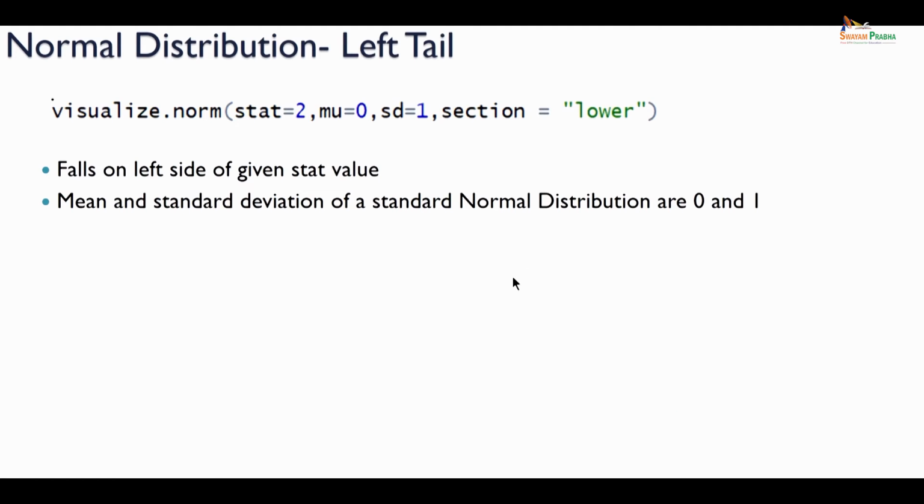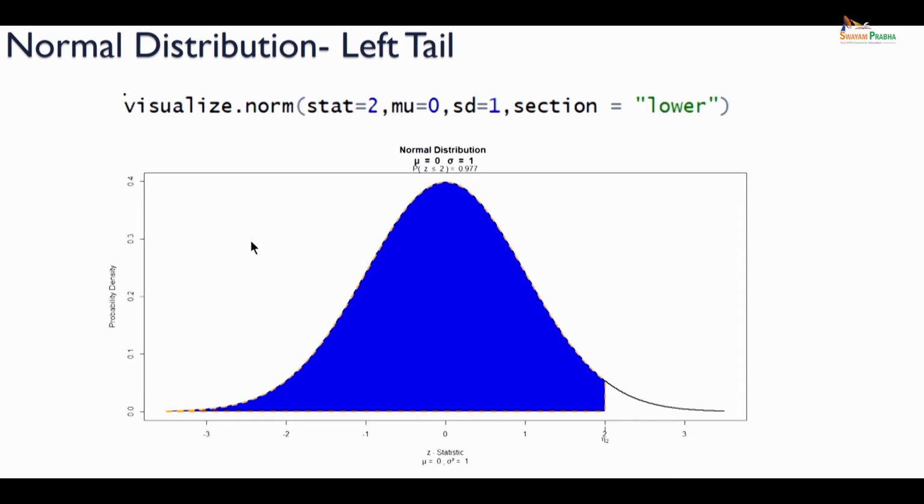After loading the library, we are going to give the function Visualize.norm. We are first going to look at the left tail normal distribution. I am supplying a value of 2 to stat, and I am taking the standard values of distribution. I am also giving the section as lower here. Now, this falls on the left of the given stat value. Let us look at the distribution once you run the command. Here I have a snippet. It is a normal distribution with mean 0 and a standard deviation 1, and the probability of getting a stat value less than or equal to 2 is 0.977.